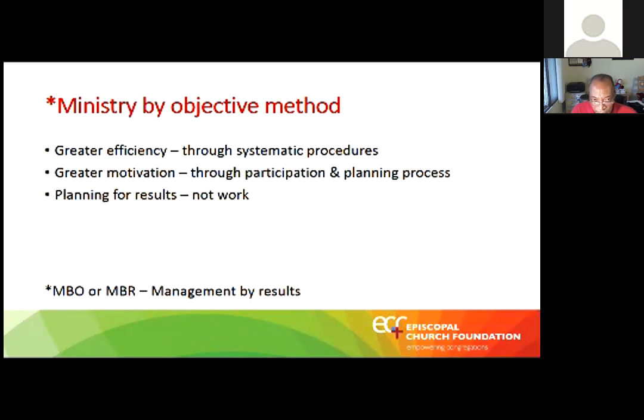This is the ministry by objective. This is probably one of the simplest methods to use in working towards goals, and we spend some time on that. This is what I use to a great extent here in my congregation, the ministry by objective or management by objective, which is the process that we will take you through as an additional tool to use in working through your organization.